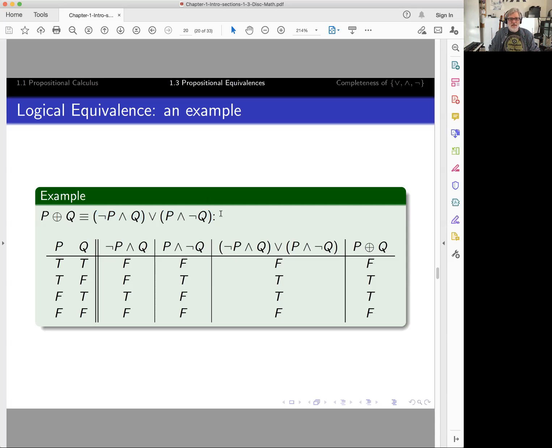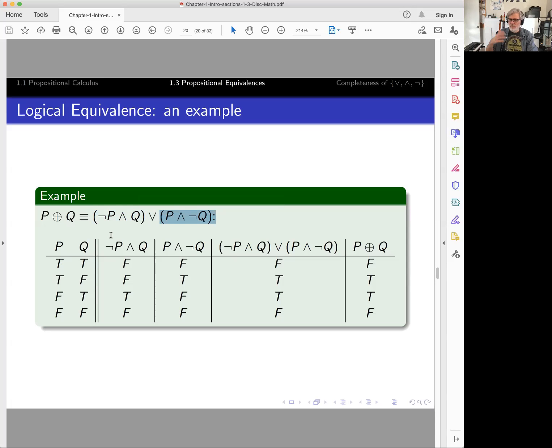So how do I check that? Well, I build the truth table of this expression, which is not quite the same one as I did earlier. So let's see. I have an OR. I need to know the truth values of both of these smaller propositions in terms of P and Q, right?